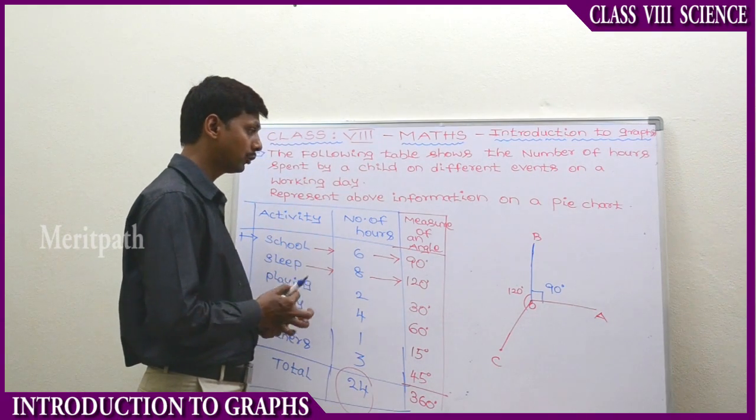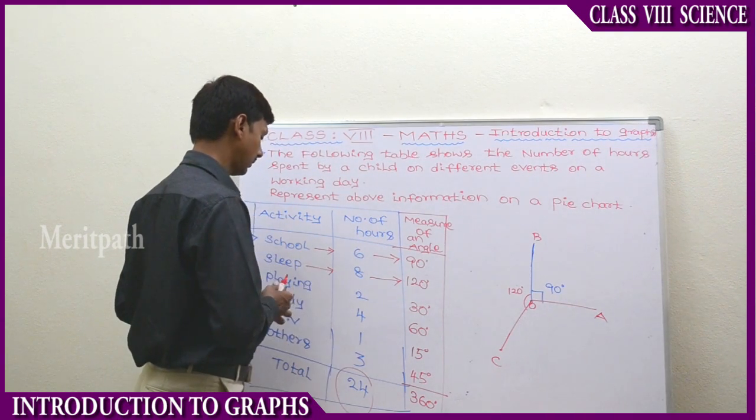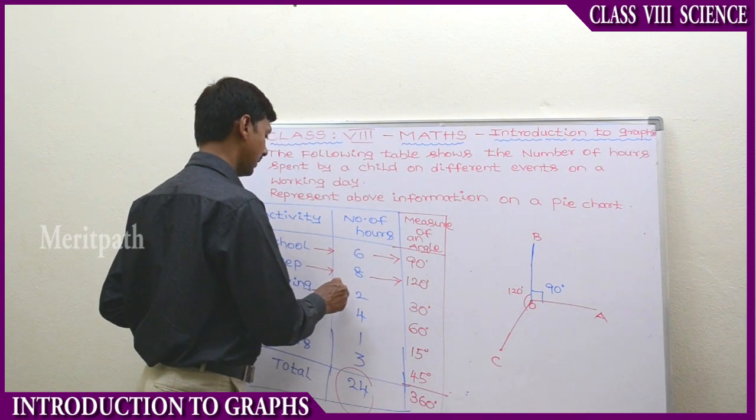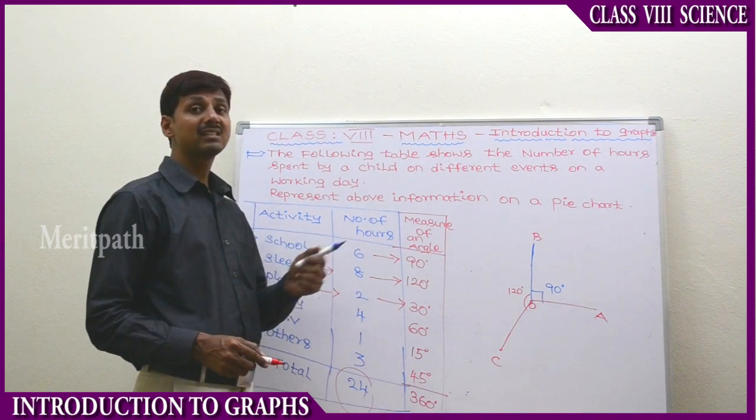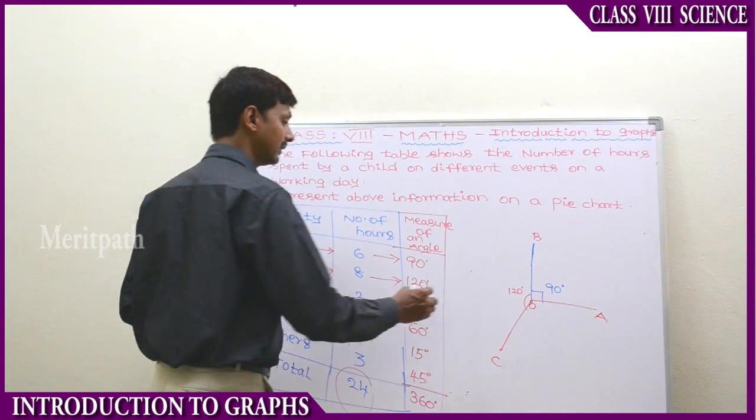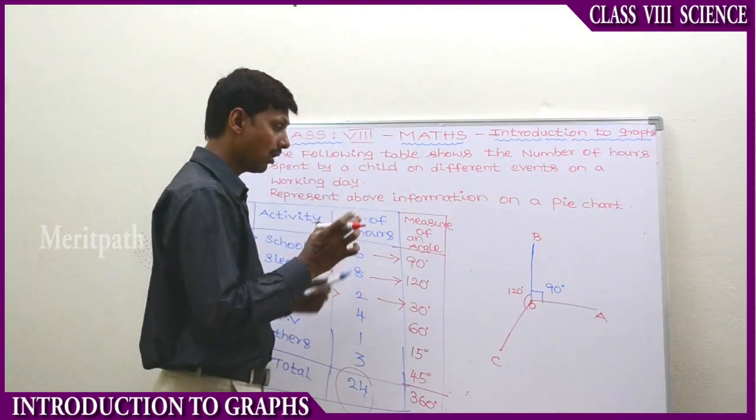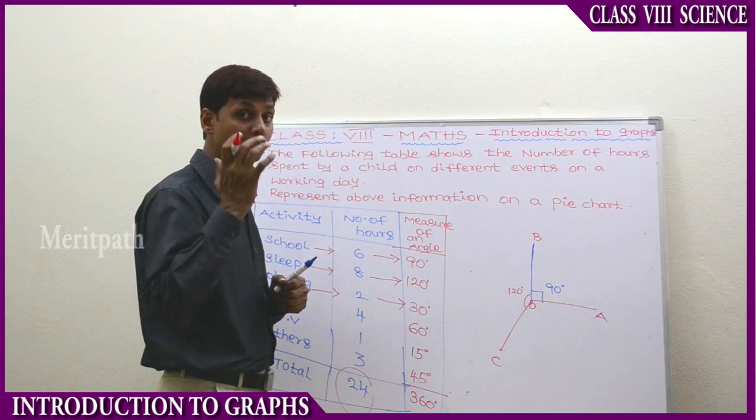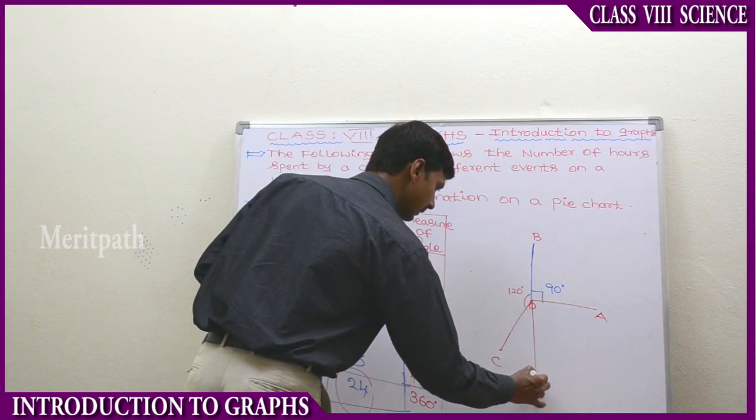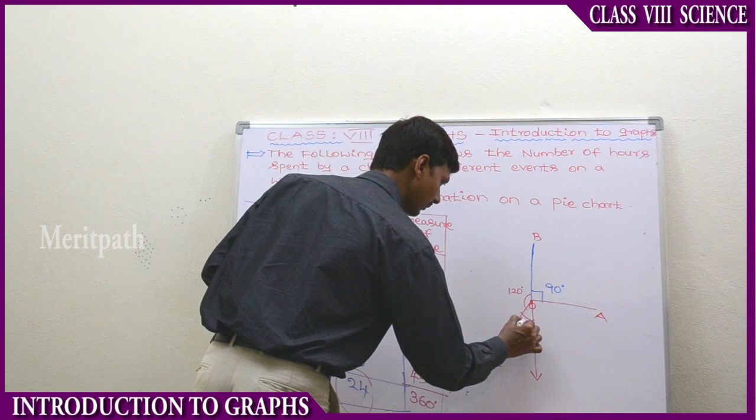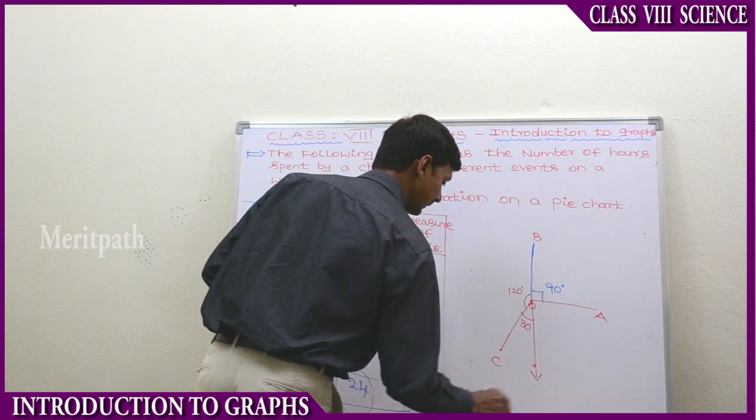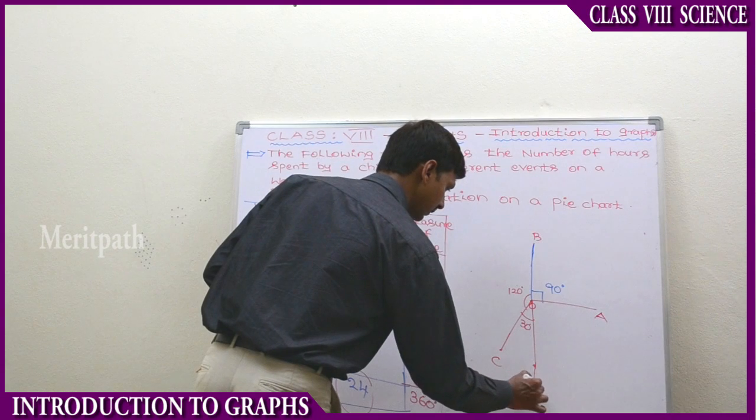Third one, playing for 2 hours. 2 hours is nothing but 30 degrees. So let's construct 30 degrees here by taking OC as the base. So this is 30 degrees. Let's name it D. So this is D.